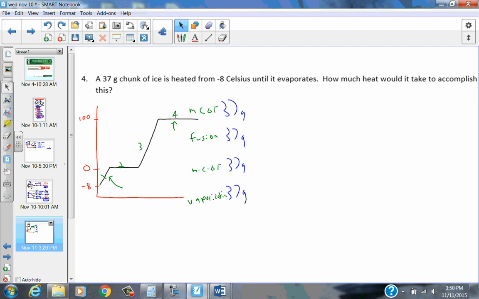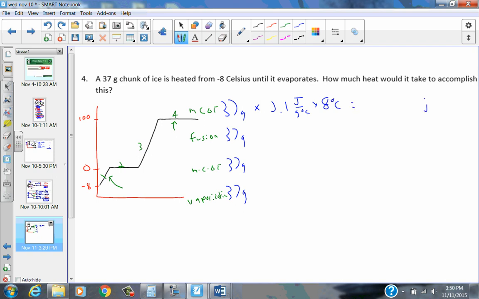Systematically going through here, we have 37 grams of ice, 2.1 joules per gram degree Celsius. Change in temp is going to be negative, it's going to change from -8 to 0. The change is simply going to be 8 degrees Celsius. That's going to be in joules. During the phase change, the melting one, it only takes 334 joules for every gram.